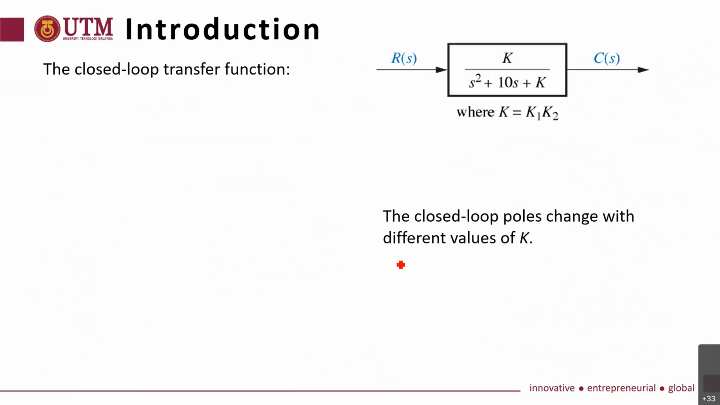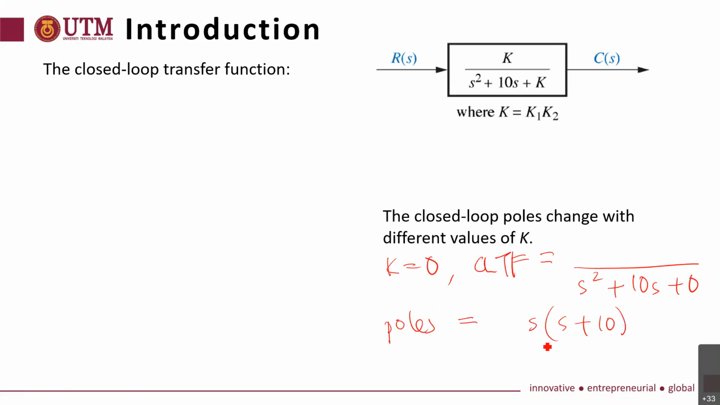Let's take K equal to 0. When K is 0, the denominator of the closed loop transfer function becomes s squared plus 10s plus 0. Therefore, when you calculate the pole, it becomes s plus 10. Pole equals 0 and minus 10 when K is 0.